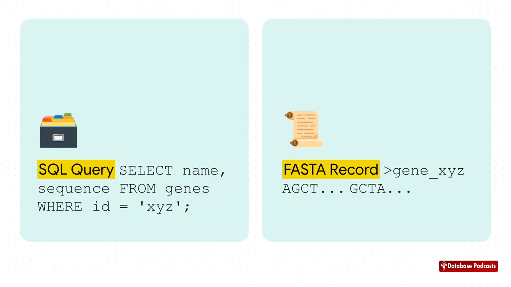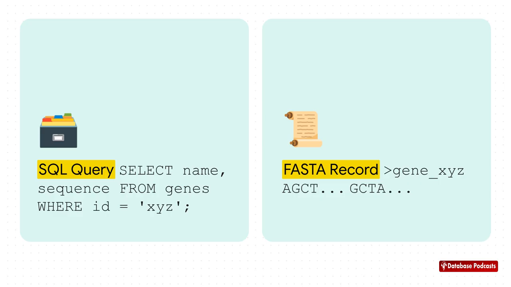Okay, look at this. On the left, you've got a perfectly logical SQL query. We all know what that does. On the right, a multi-line FASTA record. They're both trying to do a similar thing, right? Get a specific piece of genetic info. But the formats are just worlds apart.